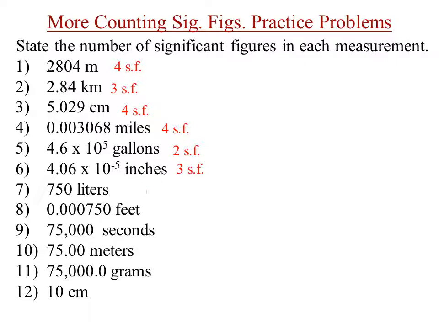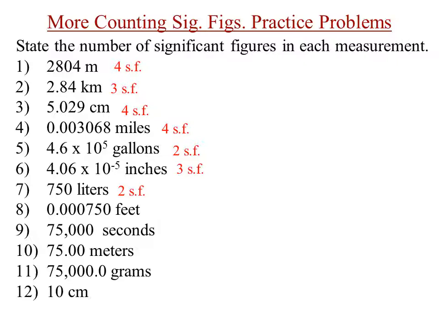If there's no dot, you don't put a box. So there's only 2 sig figs in 750 liters. They measured the precision to the nearest 10 liters. You don't know it down to the ones place. They rounded it off. We're just looking at somebody else's measurement. 750 liters has been rounded off to the tens place.